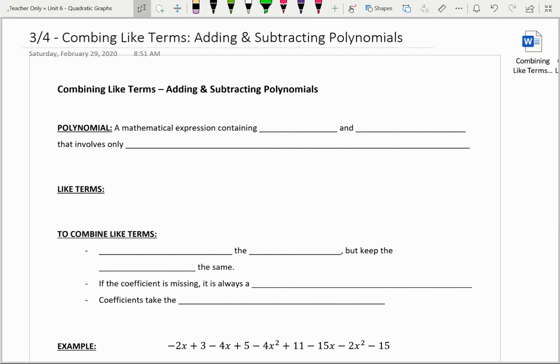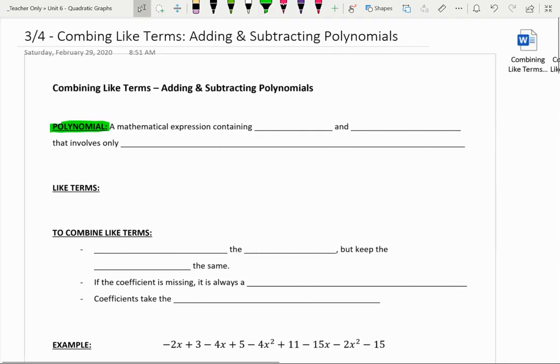So we've talked a little bit about quadratic functions and what they look like and where they might come from. So the next few parts of this unit are going to really require us to do some addition and subtraction and multiplication with something called a polynomial. So that's what we're going to work through today.